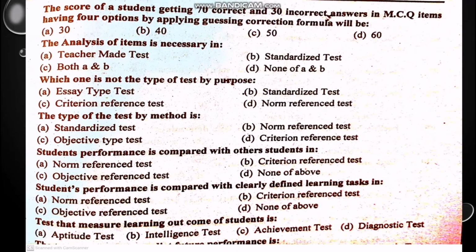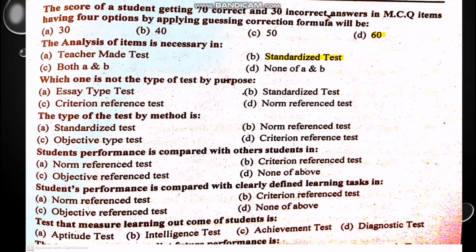The score of a student getting 70 correct and 30 incorrect answers in MCQs items having 4 options by applying guessing correction formula will be 30, 40, 50, 60. So the right option is 60. The analysis of item is necessary in teacher made test, standardized test, both A and B, none of A and B. So the right option is standardized test.